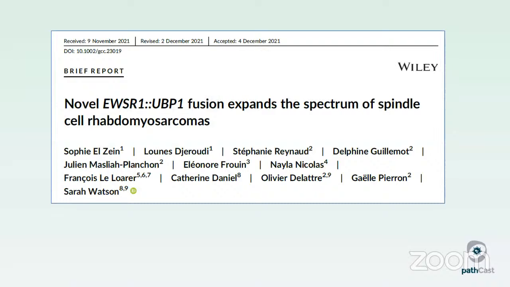Now, even after including all of those subtypes, we need to stay tuned as there are new molecular subtypes being reported in the spindle cell and sclerosing subtype. This particular one with EWSR1, UBP1 was a novel fusion. Similarly, this tumor expressed keratin. The patient even received carcinoma chemotherapy, and later it turned out that the more fitting diagnosis is rhabdomyosarcoma.